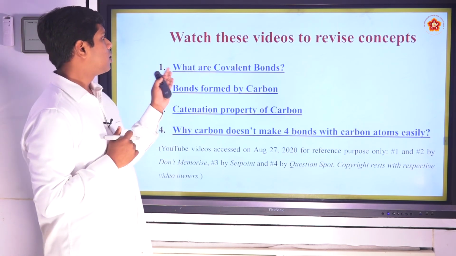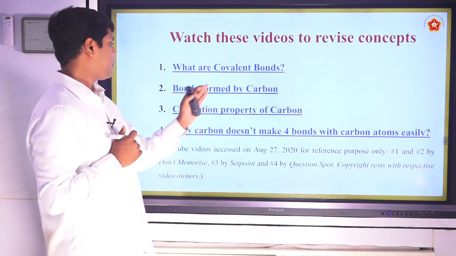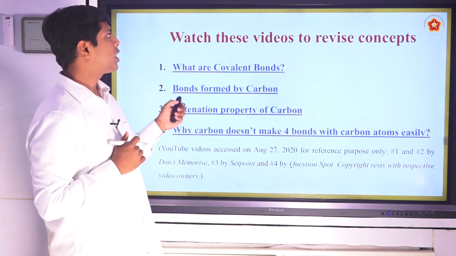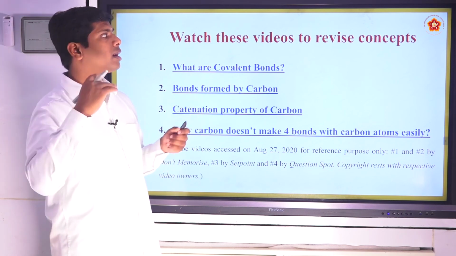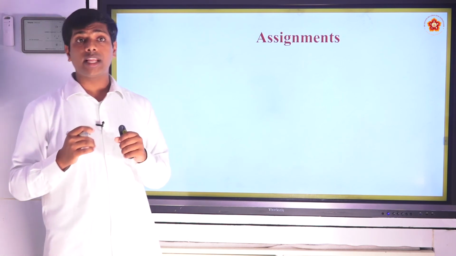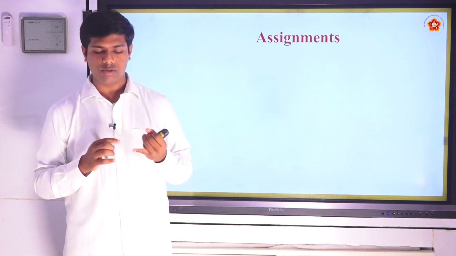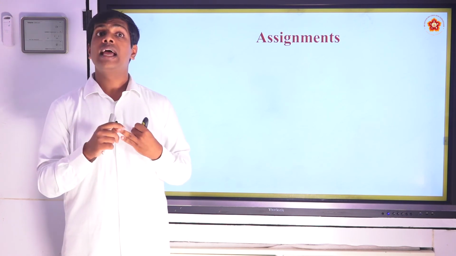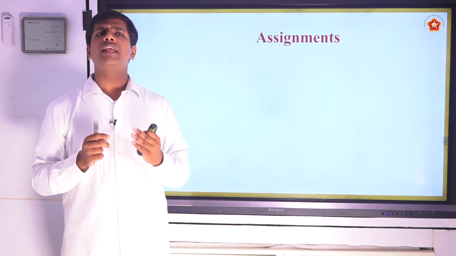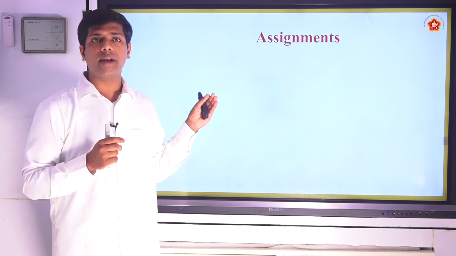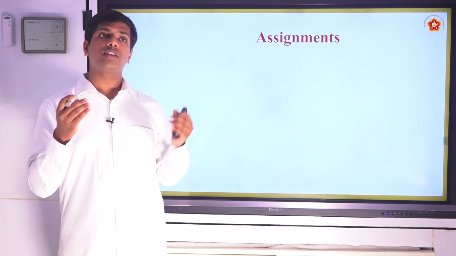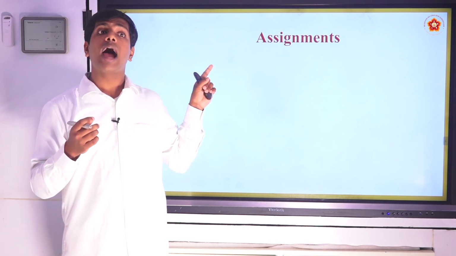Next, what are covalent bonds? Bonds formed by the carbon atom, the catenation property of carbon. Why does carbon not make 4 bonds with carbon atoms easily? You can watch these videos and revise this concept. For today's class we have learnt about 3 very important unique properties: one is catenation property, second is tetravalency of carbon, and next, isomers. Because of these unique properties, many carbon compounds have been identified, because of the catenation property and also because of their isomers.